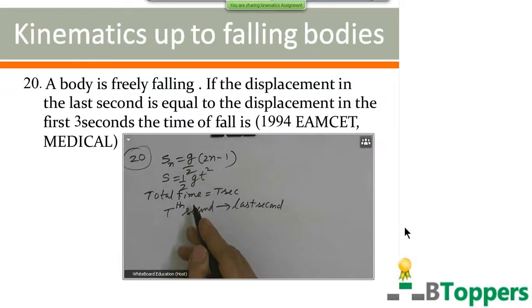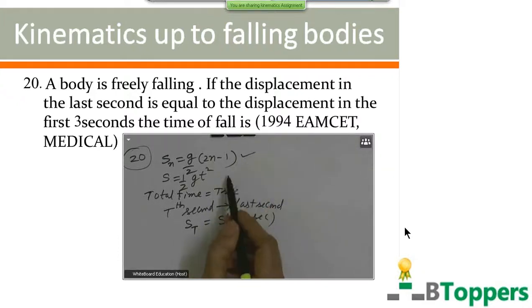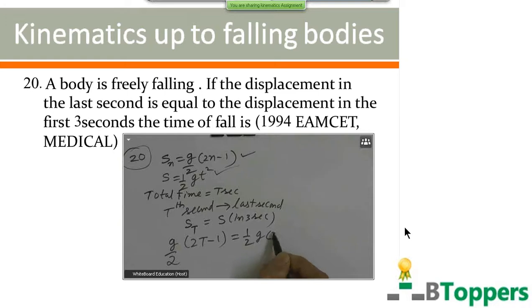So to find the distance covered in the Tth second, you have to put n equal to T here. It's given the distance covered in the last second, or Tth second, is equal to the distance covered in the first 3 seconds. Distance covered in Tth second can be found by putting n equal to T in this equation, so it is numerically equal to G by 2 into 2T minus 1. Distance covered in the first 3 seconds can be found by substituting T equal to 3 seconds in the equation S equal to half GT square.